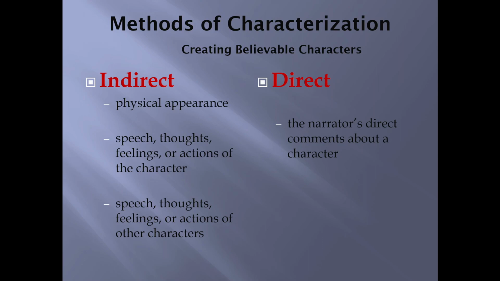Direct is where the narrators themselves comment about the character. So the narrator, the one who tells the story, is the one who talks about the character. That is what we call direct. But the indirect is just mentioned briefly.